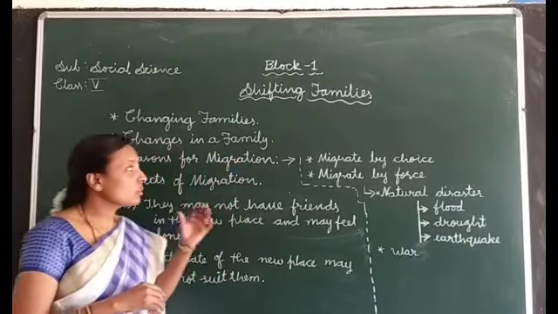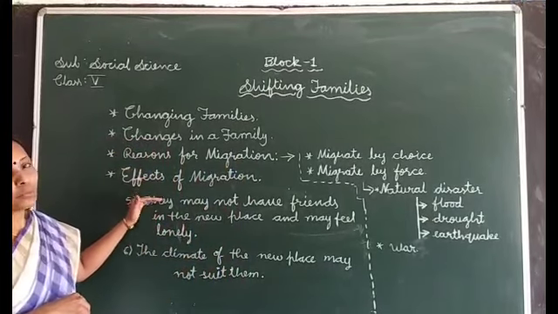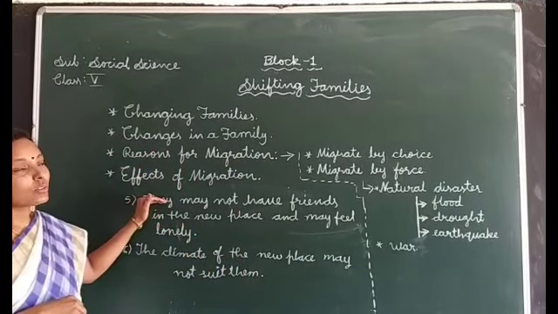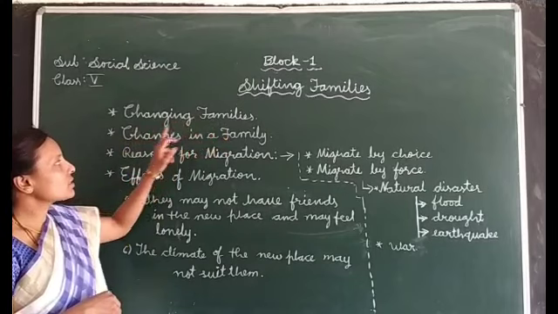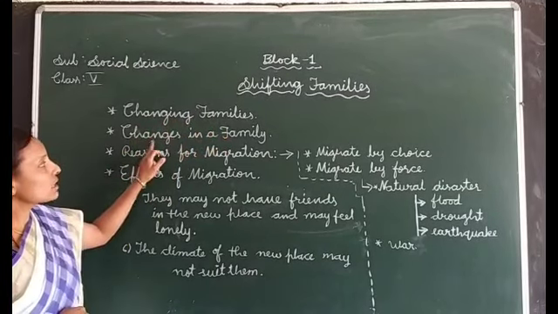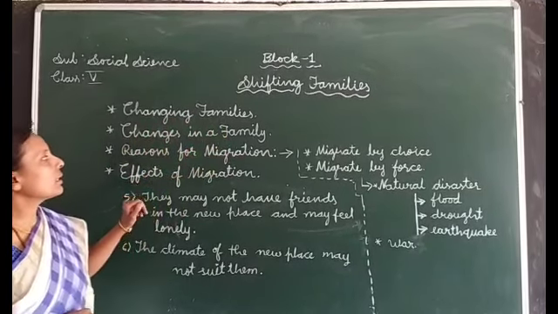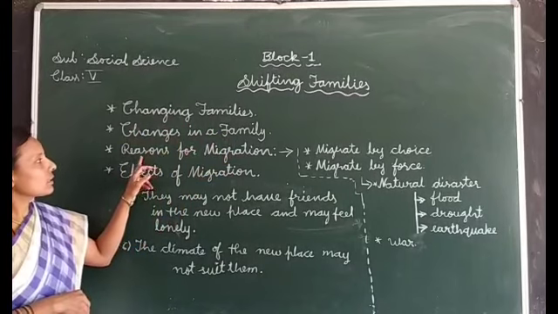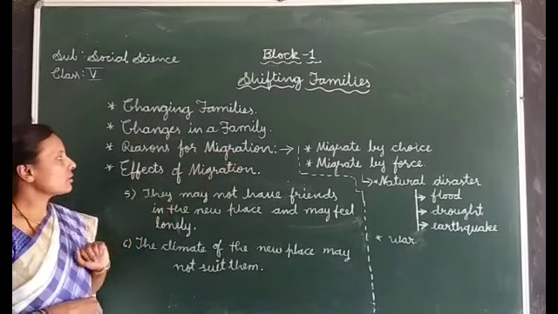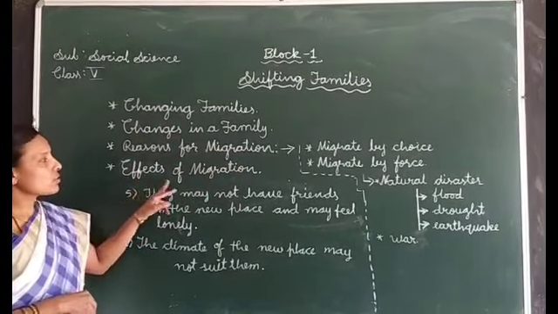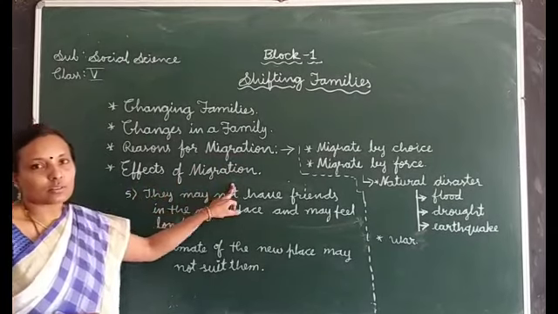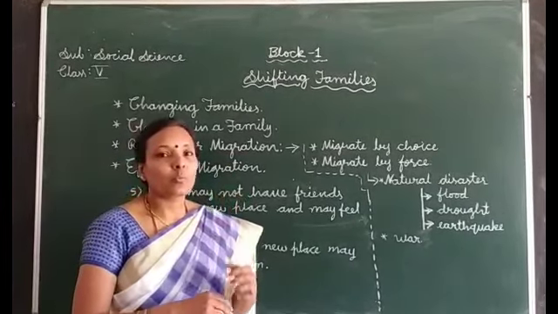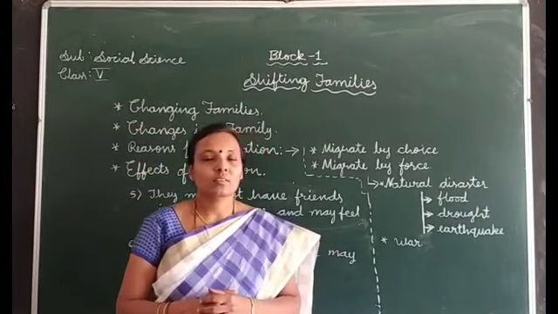In this lesson you learnt the 4 major units. Those are changing families, second unit, changes in a family, third one, reasons for migration, and last one, effects of migration. So, I hope all of you understood the lesson.